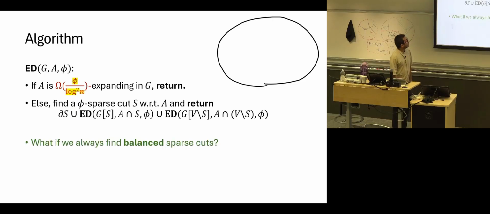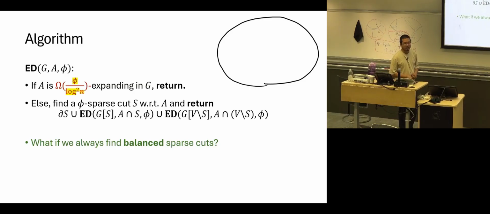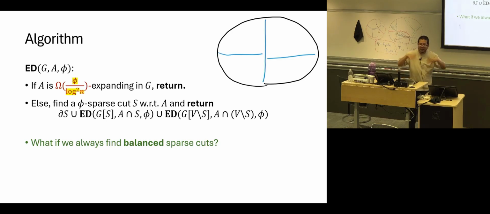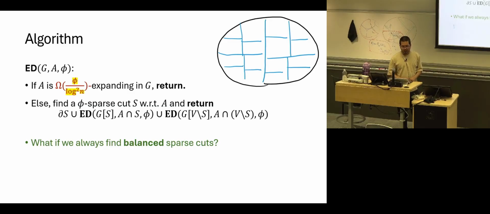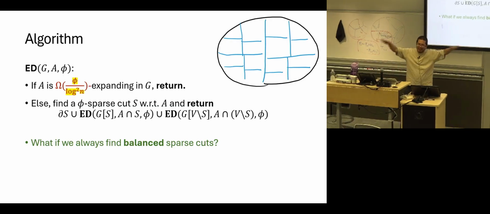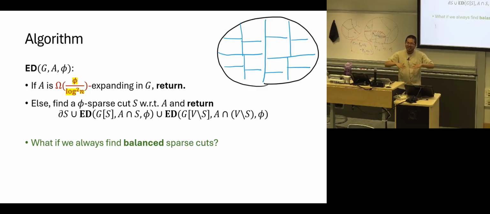So what if I always find a balanced one? Suppose that the sparse cut that I find looks like this, and when I recurse on both sides, it looks kind of balanced. What's the time here? It should now be almost linear. Why? Because the cut is balanced, so you split the graph in a balanced way, and the recursion depth is log n.